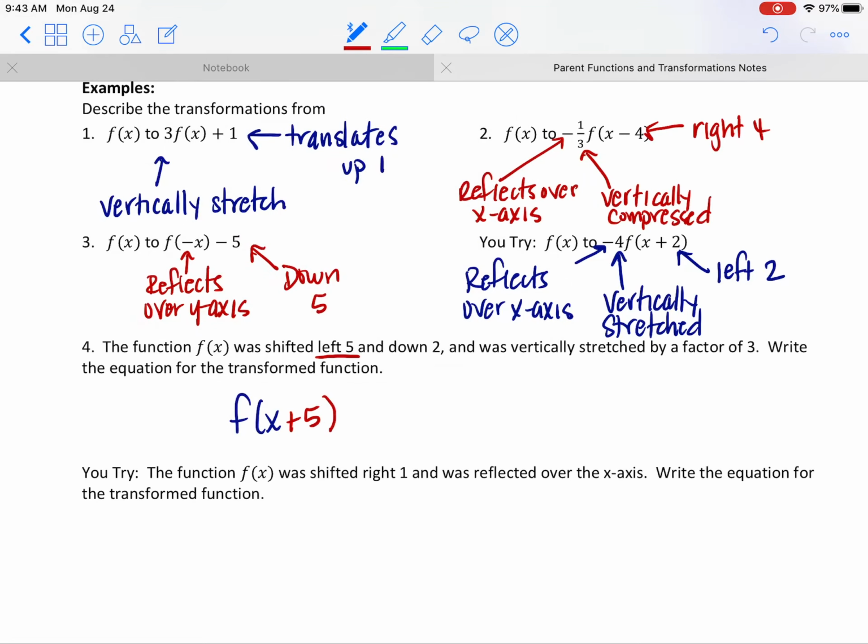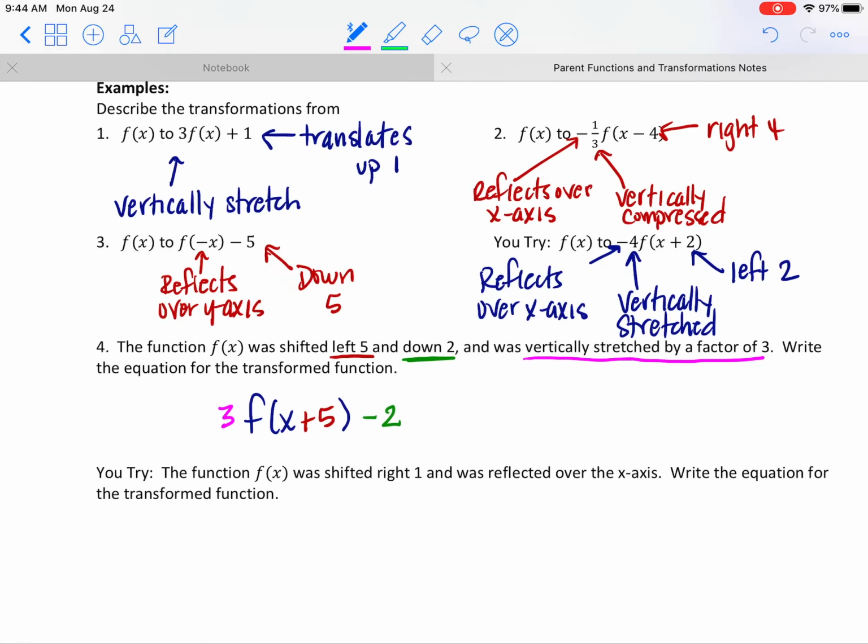Sorry, I was trying to change colors and it didn't. If I wanted to go down 2, then I would have to subtract 2 from the function. So after the function, I subtract 2. And then if I wanted to vertically stretch by a factor of 3, then I would have to take my function and multiply it by 3. Okay, so there would be my new function.